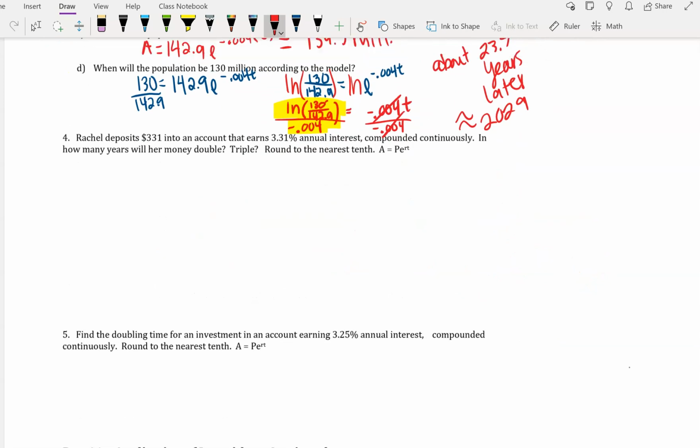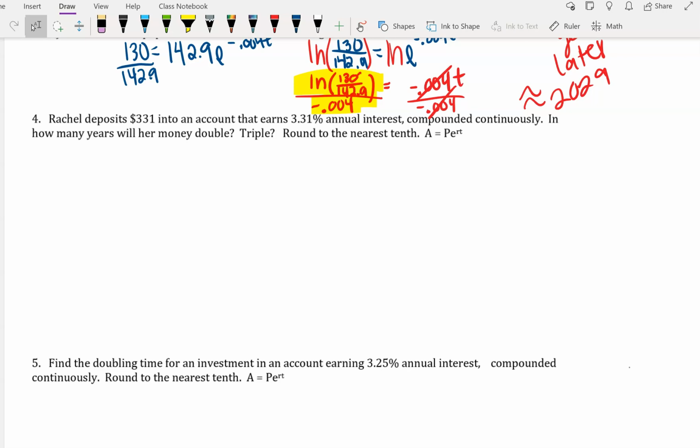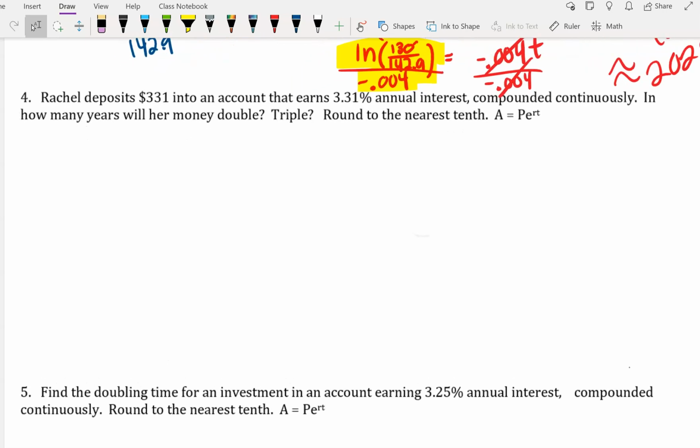All right. 2 more problems, then we're done. I'll try to bust through these. Rachel deposits $331 into an account that earns 3.31% annual interest compounded continuously. And how many years will it double, triple, round to the nearest tenth?